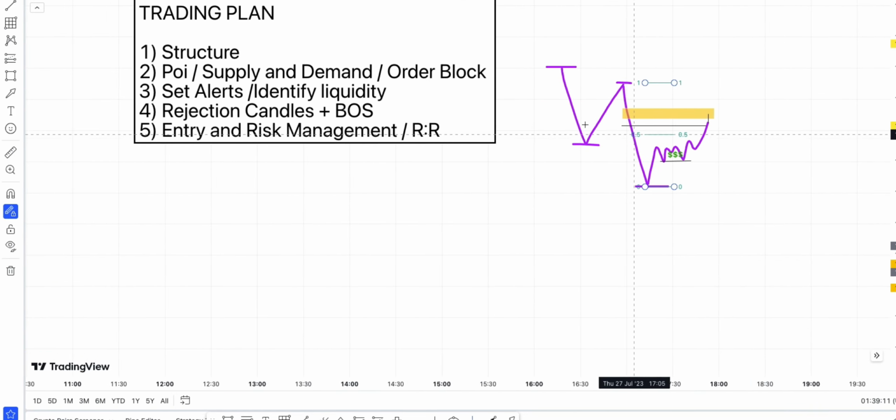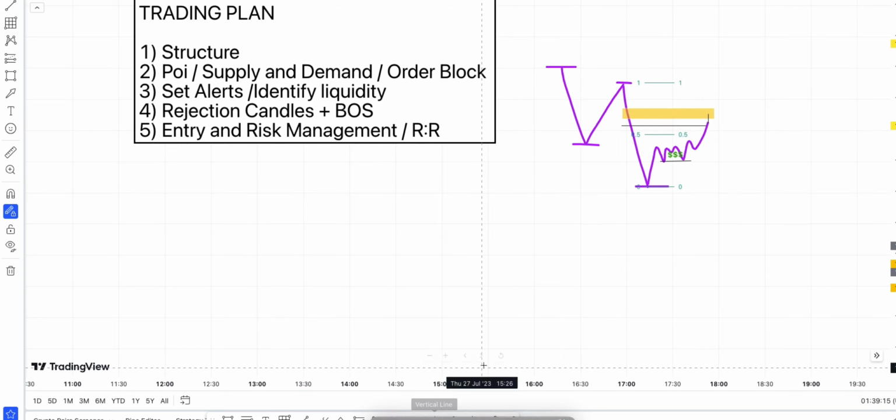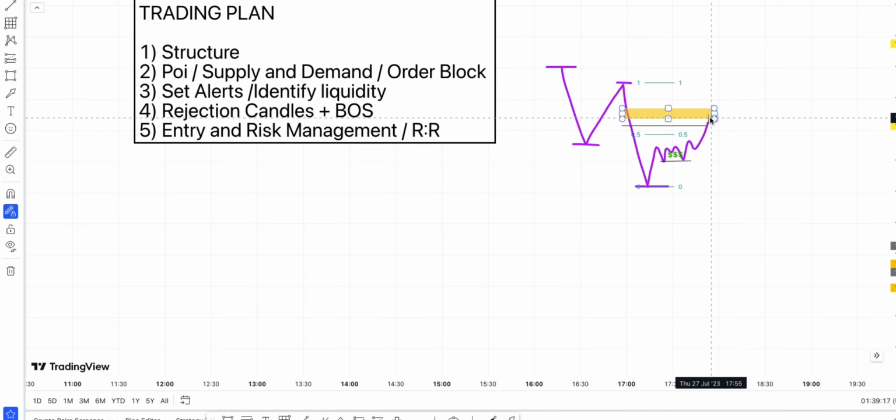So we have the rejection candle. Sorry, we're still on step 4. We have the rejection candles. Now we need to break a structure. So we want a rejection candle tap into our area of interest, which could be, like I said again, order block, imbalance schematic, whatever, supply and demand. And then now we need to break a structure.